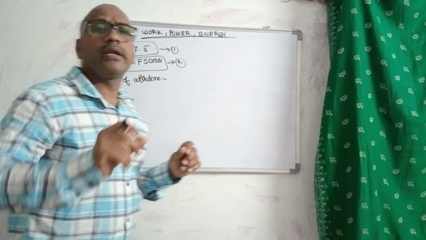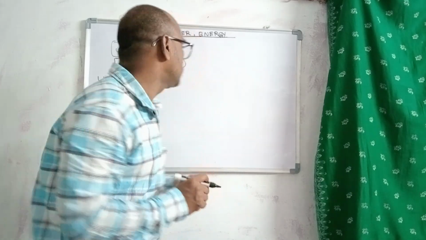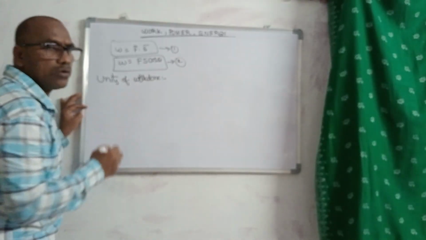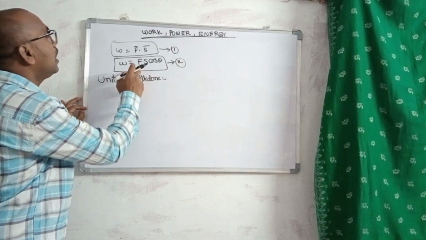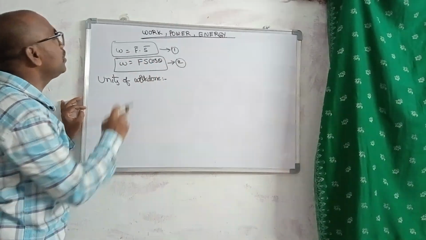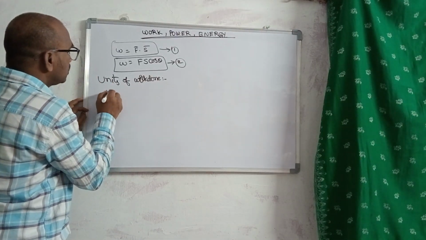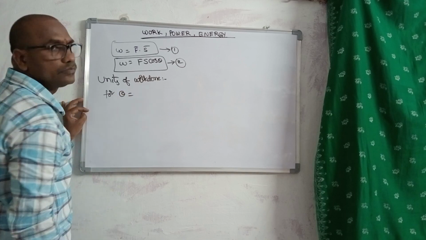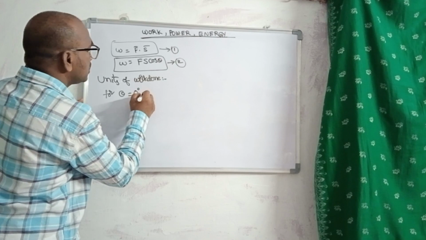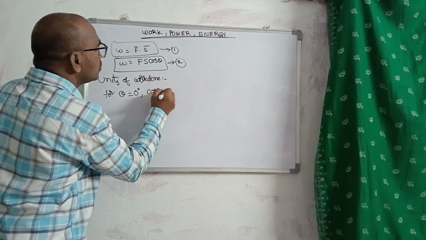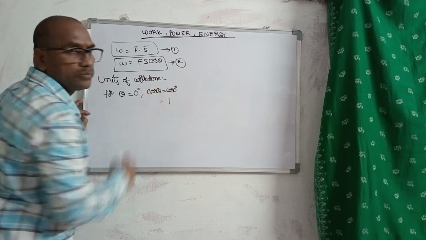First of all, take the formula. From the formula we can derive the units. So for work done, what is the formula? W equal to F bar dot S bar, or take the second formula, W equal to Fs cos theta. Now for theta equal to 0 degree, cos theta equal to cos 0 degree, that equals 1.